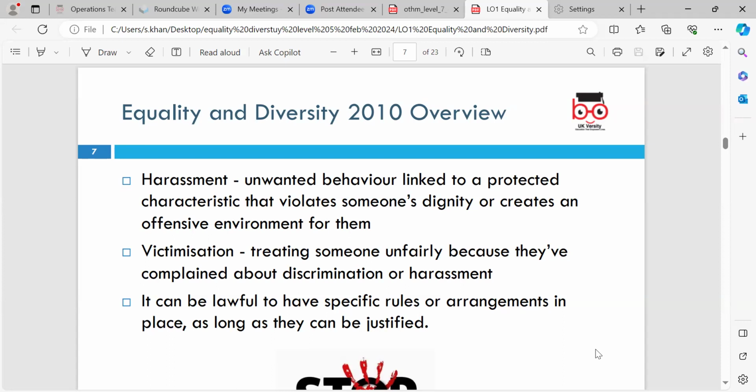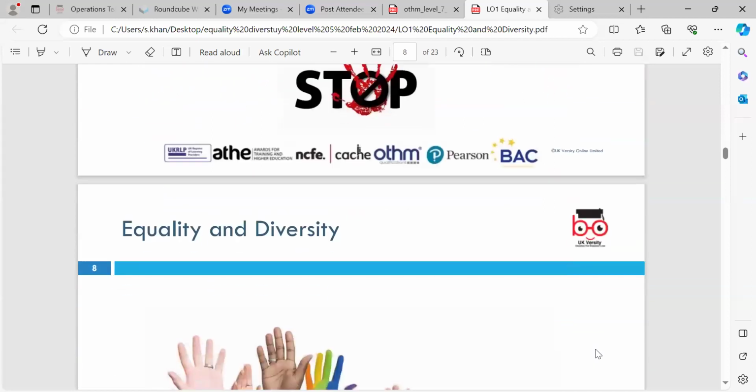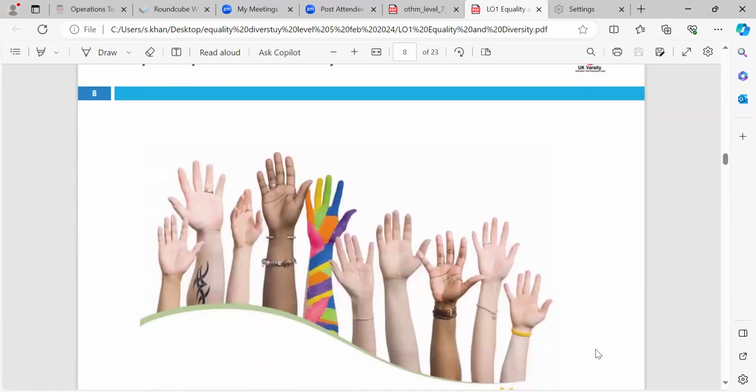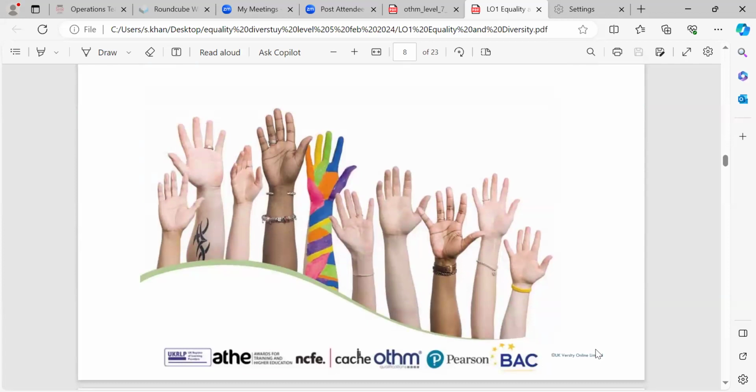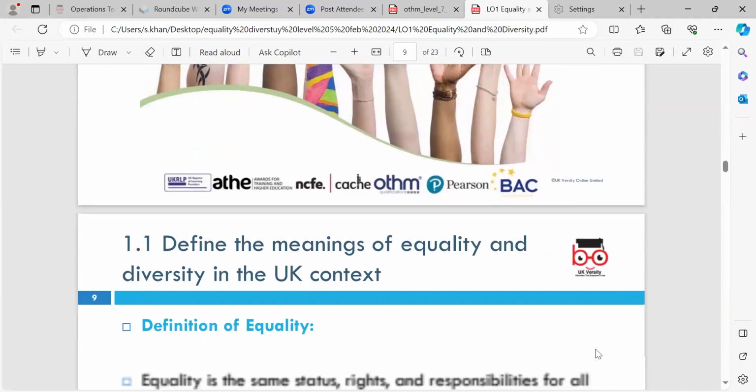It can be lawful to have specific rules, arrangements and policies in place, but they must be justified so that it's not a form of discrimination. So again, discrimination, and this is quite a good example, against your age, your disability, your colour, LGBTQ, trans. So it is quite a way of identifying that discrimination exists.